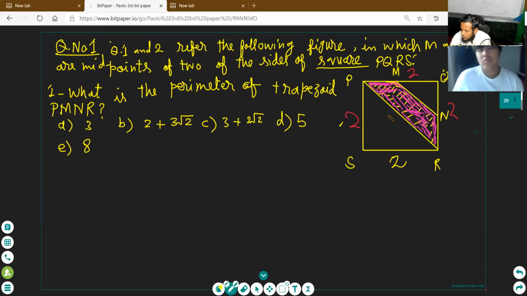What is the length of PM? We don't know. Why don't you know? Read the question. M and N are midpoints. So 2 squared plus 2 squared, 4 plus 4, 8. The square root of 8 is the length of this. You will find the length of this and the length of this.